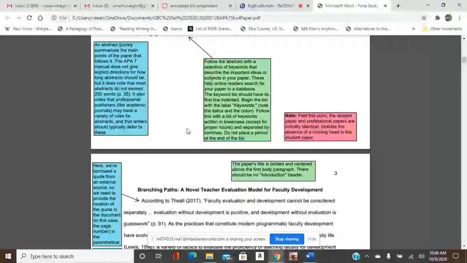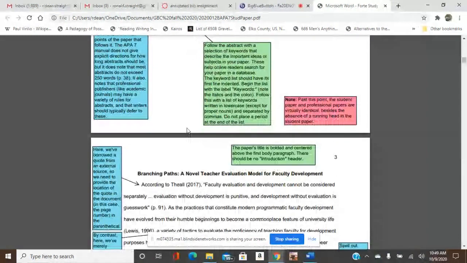You'll note that in pink on the bottom of page 2, it says, past this point, student papers and professional papers are virtually identical besides the absence of a running head in the student paper. That should tell you that if you're doing a publishable piece, you're going to want to look and see what the differences are for APA professional papers versus student papers you're submitting to me for a grade.